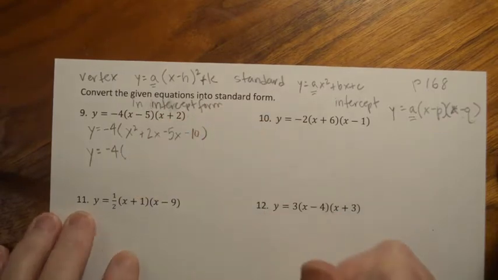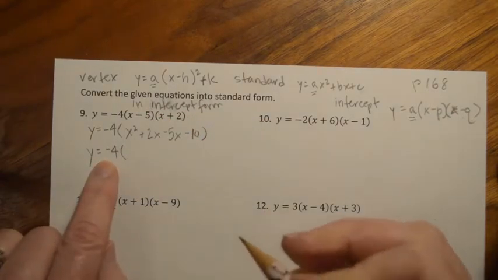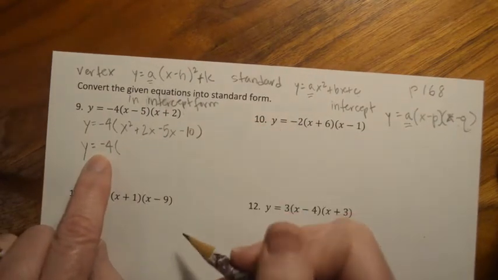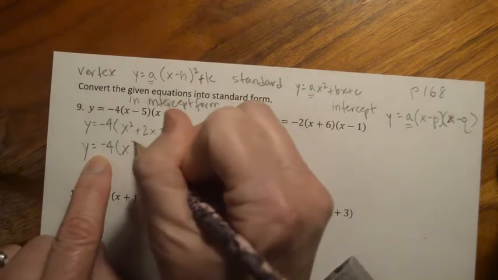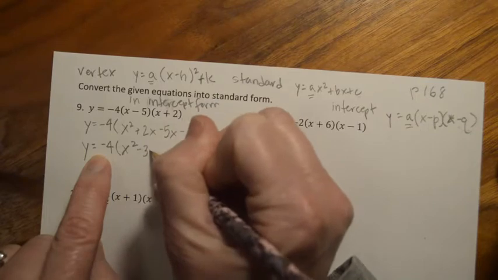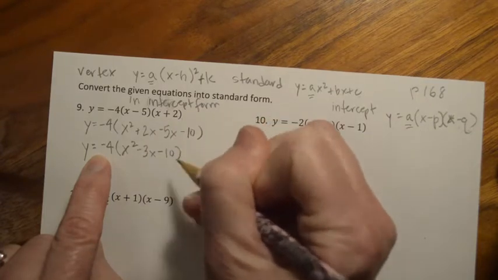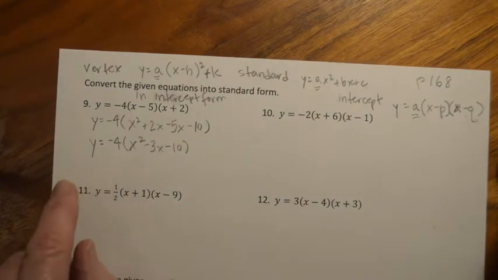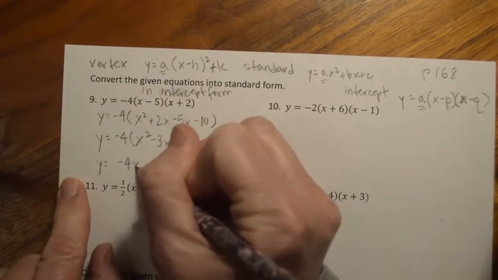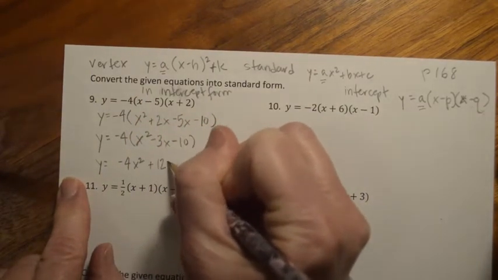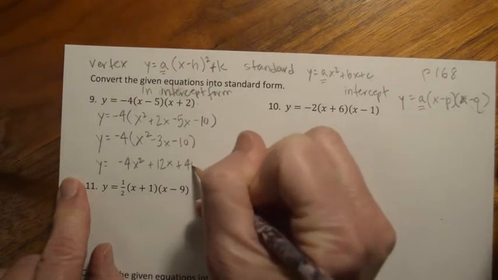Before I distribute that negative 4 through and get rid of the parentheses altogether, let me combine like terms. That'll mean less distributing in just a second. So x squared minus 3x minus 10. All right, and now let's distribute. Negative 4x squared plus 12x plus 40.